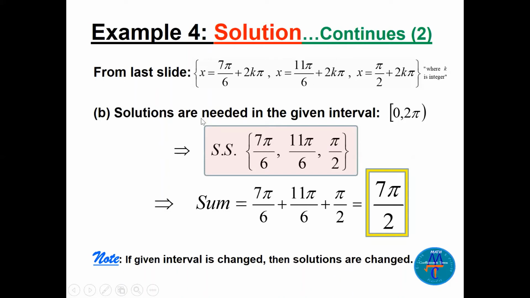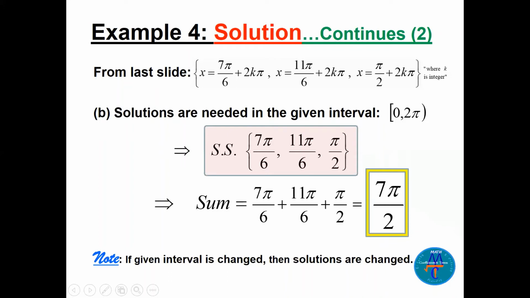Now in the second one, this is the general solution here. Now solutions are needed in this given interval. So I can put k equals 0: 7 pi over 6, 11 pi over 6, pi over 2. I can put also k equals 1. But remember, if I put here k equals 1, the angle will be greater than 2 pi in each one. If I put k equals minus 1, it will be negative angle. So these are the only three angles or solutions or values of x in this interval.